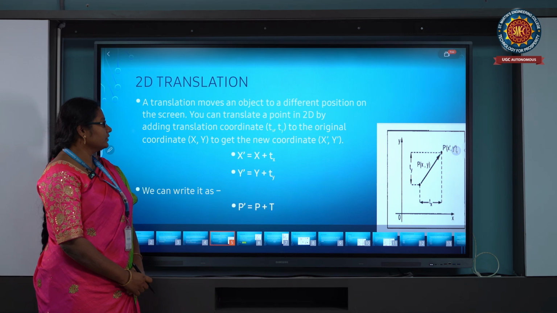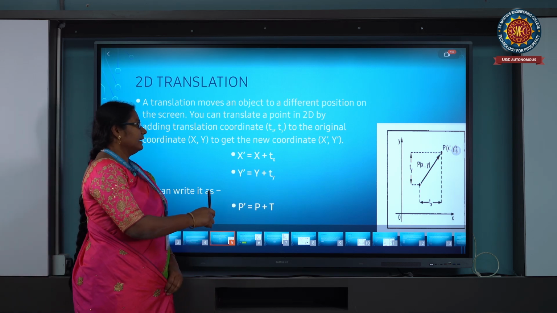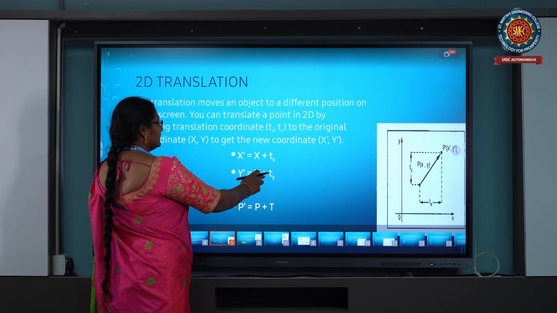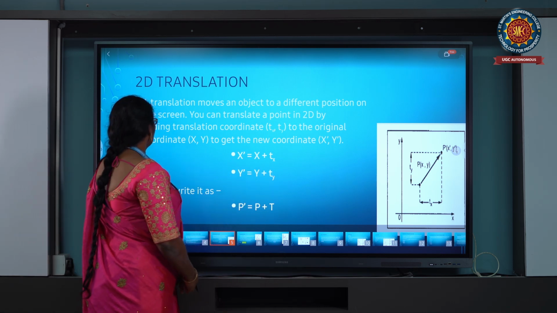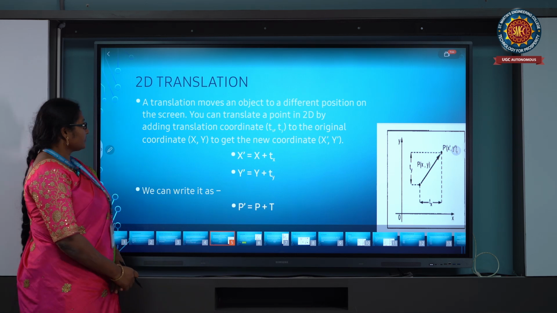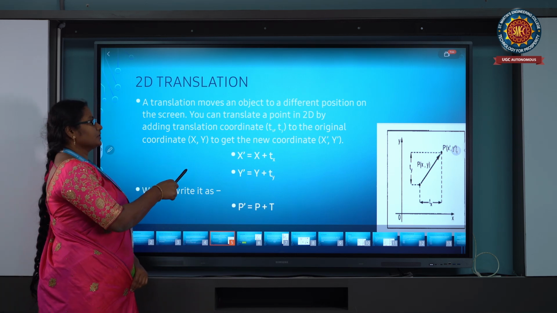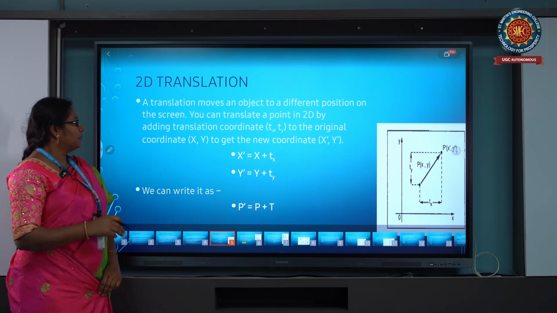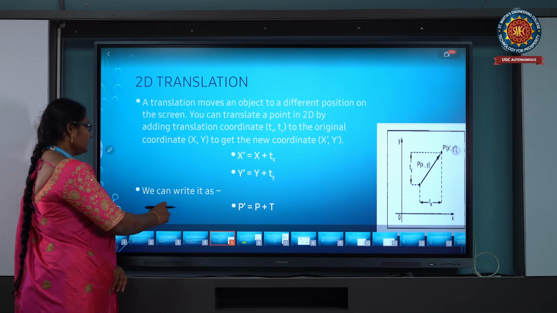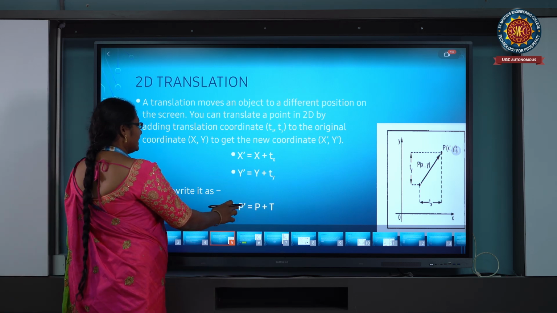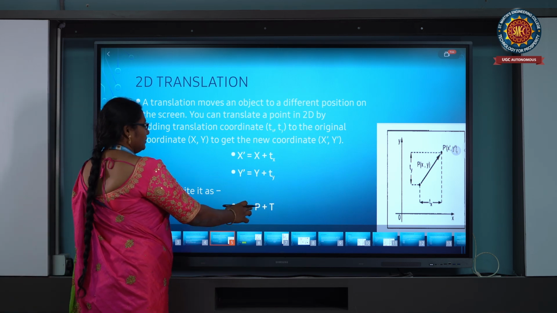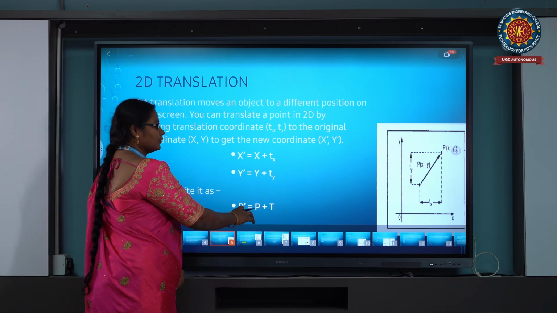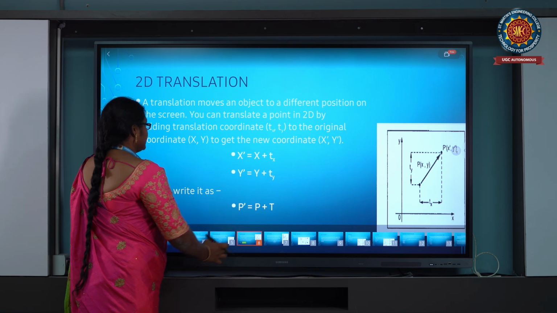Here we have used two values, tx and ty. tx means translation towards the x-axis and ty means translation moving towards the y-axis. Here, what is translation? Translation moves an object to a different position on the screen. So we are changing the position of the point. Finally we can write it as P dash is equal to P plus T, adding the translation to the original point.